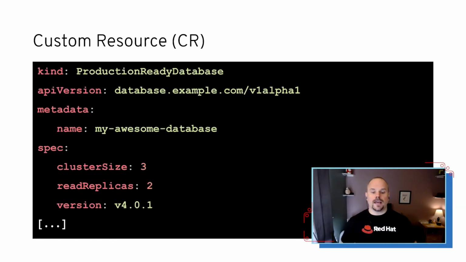So this is an example, once the CRD or the custom resource definition is defined in the system, of what the end user is going to use to interact with your operator. And really, that's effectively interacting with my application. So my awesome database here, you can see we have a cluster size of 3, read replicas of 2. That's going to create a number of resources.